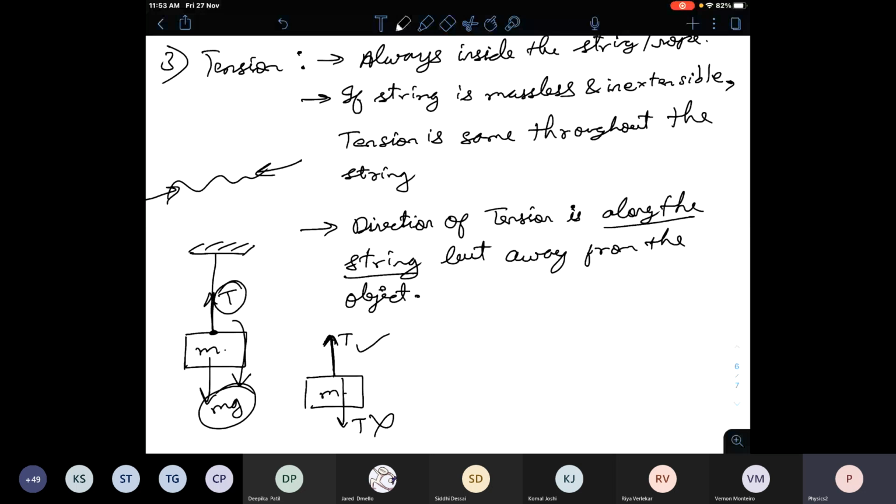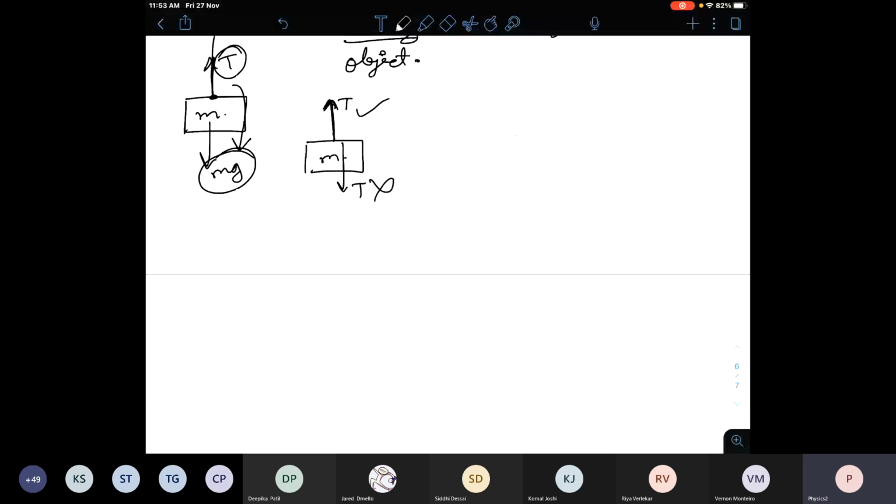After this there is friction, but before that let's do some questions. We have 20 minutes on our hands, so let's do a few questions.